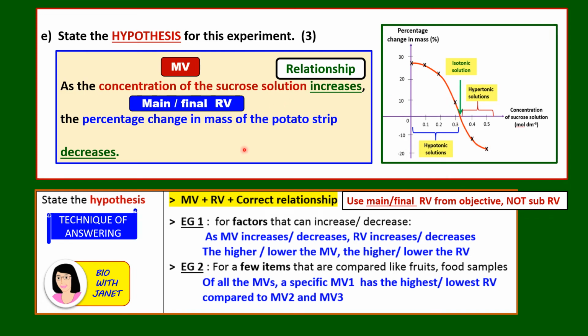Now what if you were to write the sub-RV? That's not so preferable. The preferable one is this, but if you would write it with the sub-RV instead of the main RV, it would be: as the concentration of the sucrose solution increases, the final mass of the potato strip decreases. Also decreases. But anyway, keep to this one. Keep to this hypothesis using the main or final RV.